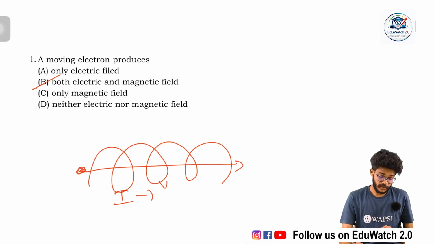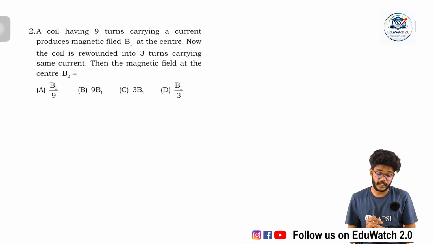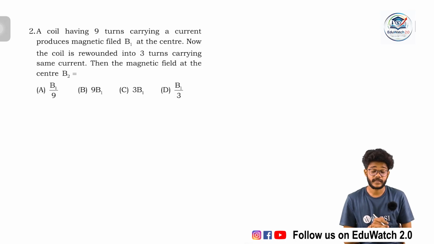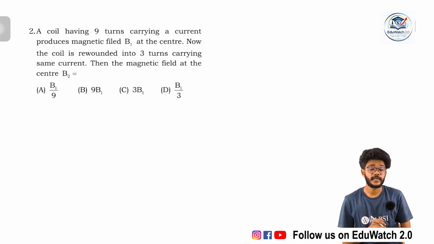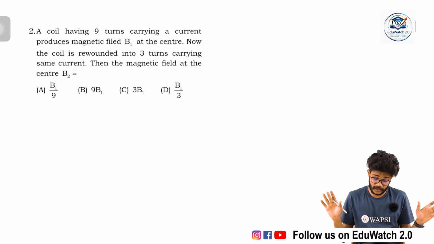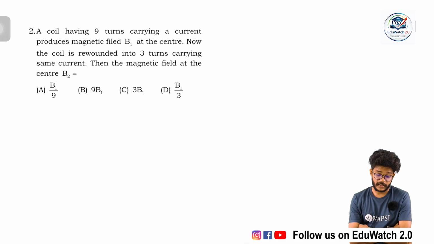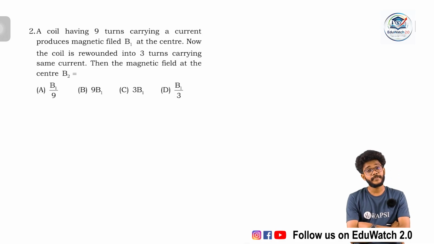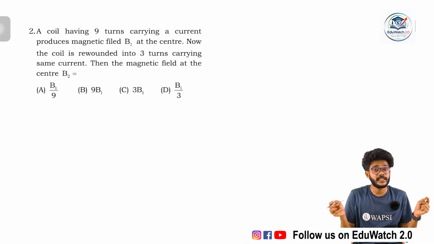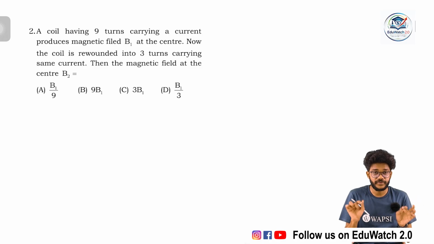Okay, moving to the second question. A coil having 9 turns, n is equal to 9, carrying a current produces a magnetic field B1 at the center. Now the coil is rewound into 3 turns carrying the same current. That means the same wire is used, so the length is not changing. That means the perimeter of the coil is not changing.